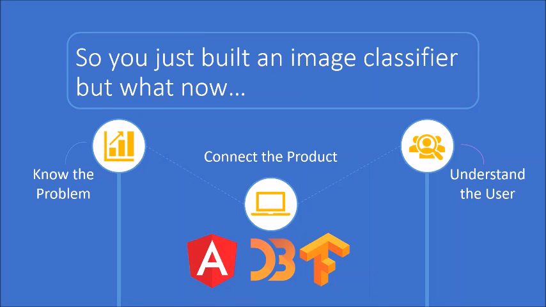But what now? Again, we have to go through these problems of how do we know the problem? Do we understand the underlying features of what output we're interested in? Do we understand the user in such a way that we know how they would want to consume that information? And can we do that in a certain way to actually connect the full product?